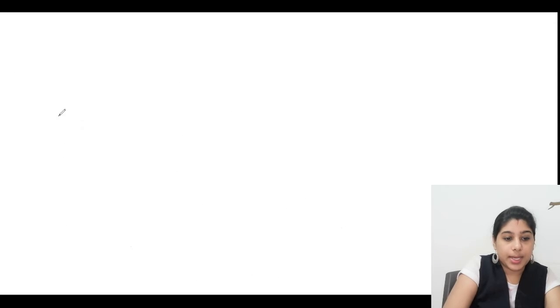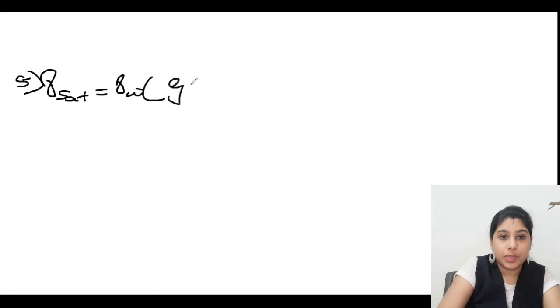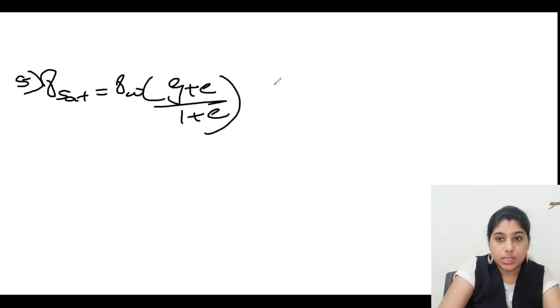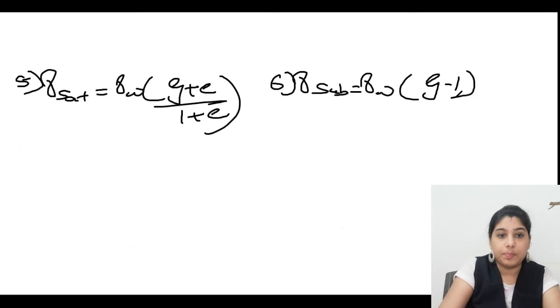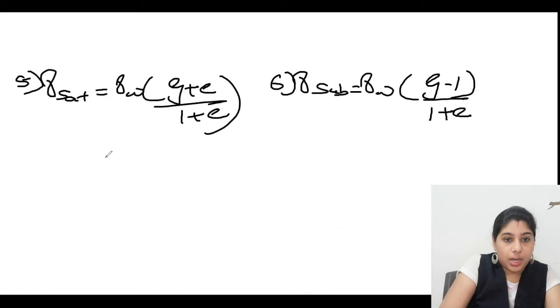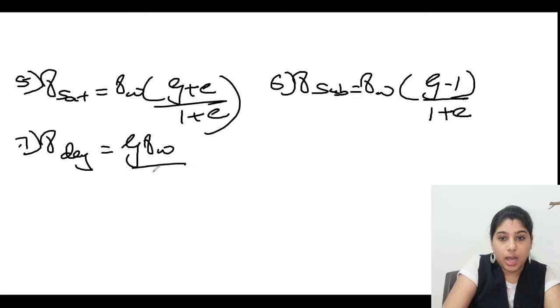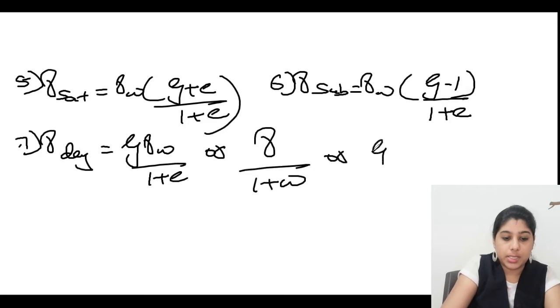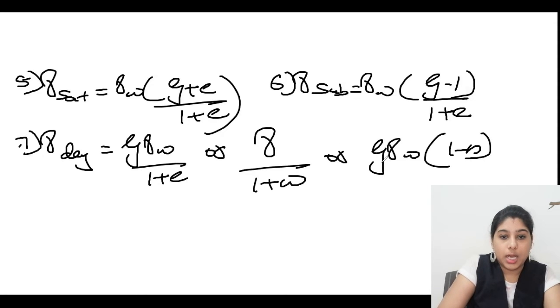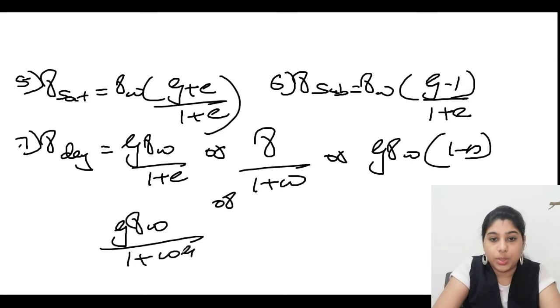Next is gamma saturated is gamma_w into (G plus e) by (1 plus e), and gamma submerged is gamma_w into (G minus 1) by (1 plus e). Then gamma dry will be G gamma_w by (1 plus e), or gamma by (1 plus w), or G gamma_w into (1 minus n), or G gamma_w by (1 plus wG by S), because e into S is G into w. By the way, we have formed this equation.